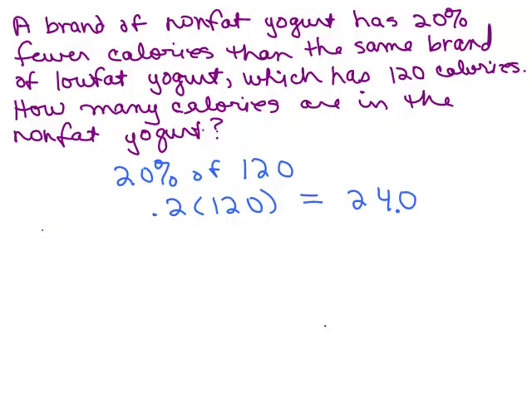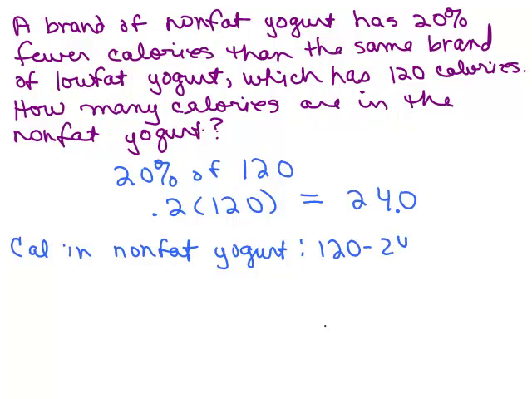So the total number of calories, the calories in the non-fat yogurt, you have to subtract that from the 120. 120 minus 24, right? So that's the number of calories in the non-fat yogurt. So there's the traditional way of doing this problem.